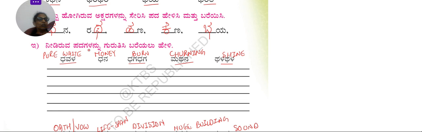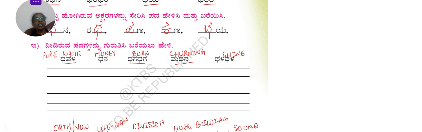You just have to write down these words again in the given space here. I will explain the meaning of the words. Dhavala means pure white color. Dhana is money. We have seen this. Dhaga, dhaga. Again, this is an expression to express how something is burning. Dhaga, dhaga, uriyuttade, means it's burning.